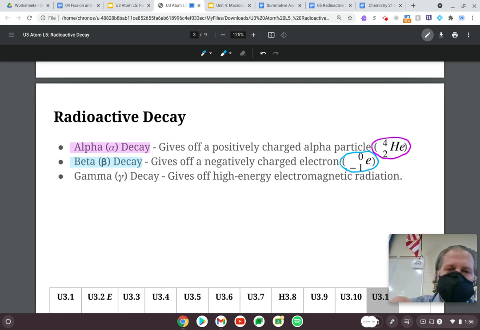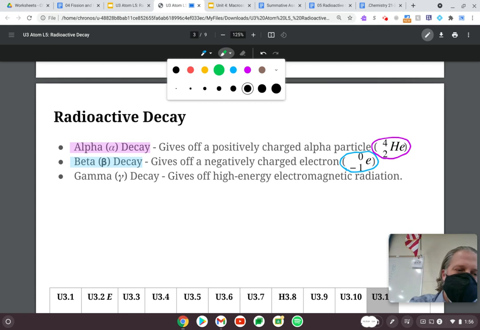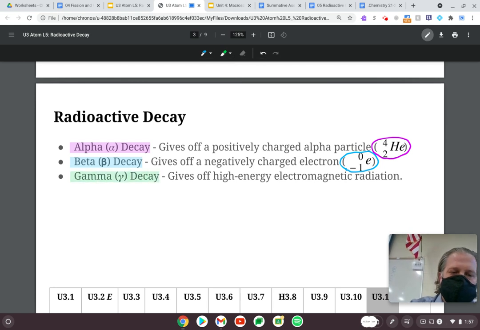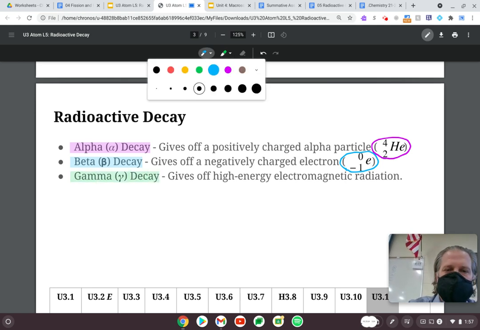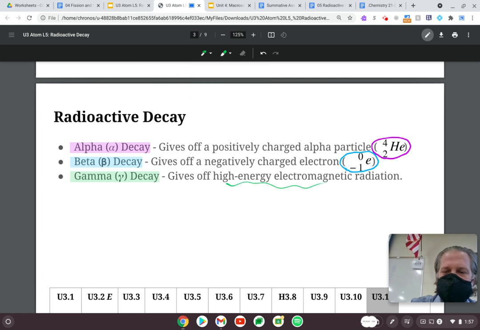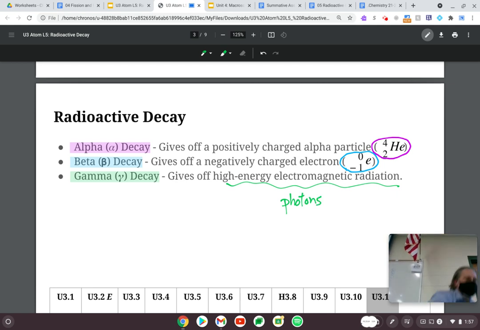And then lastly, the other type of decay that you're going to be familiar with is gamma decay, or gamma radiation, which is high energy electromagnetic radiation, which often occurs in the form of something we call photons, which we'll spend some time talking about in the next 2 units or so.